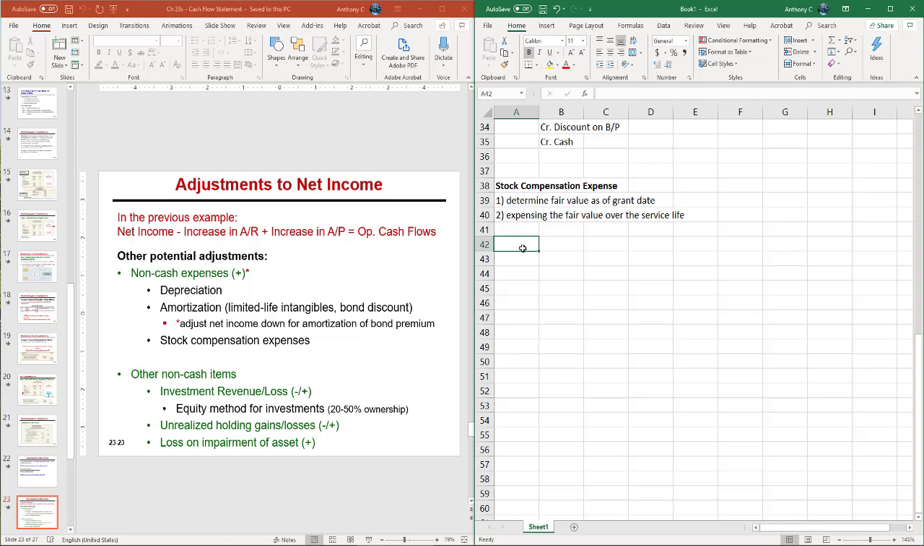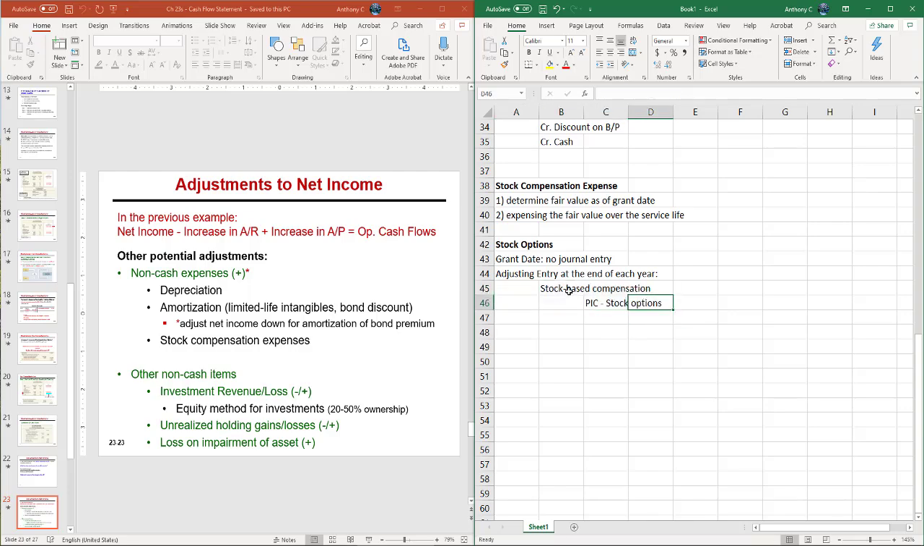Right, so if we think back to stock options, on the grant date, there was no journal entry. And then at the end of each year, we ended up expensing or recognizing this stock compensation expense. So adjusting entry at the end of each year, we ended up debiting stock-based compensation, and then we ended up crediting PIC stock options.